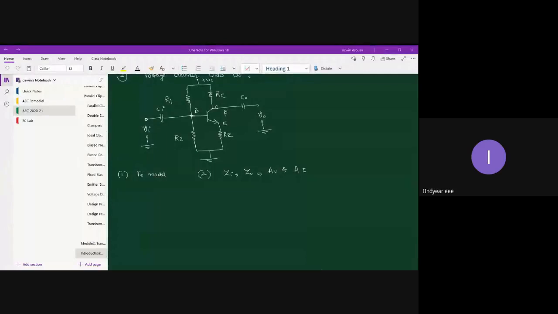Are you able to see the screen? Yes, sir. Yeah, good, fine.